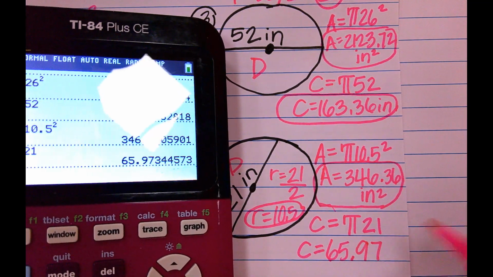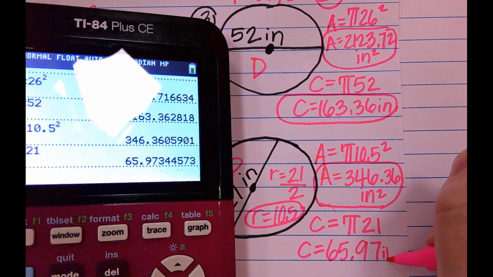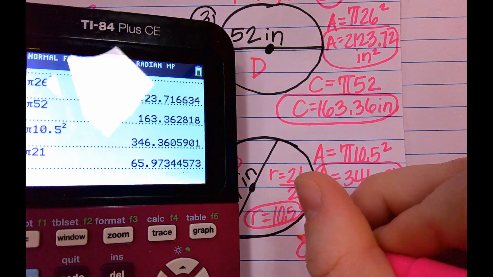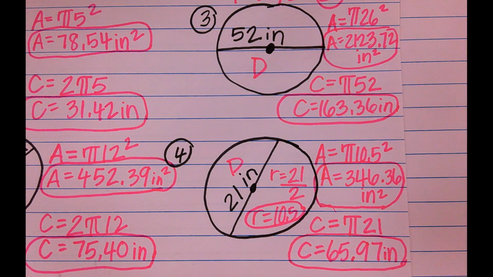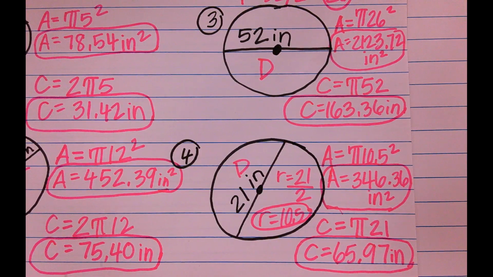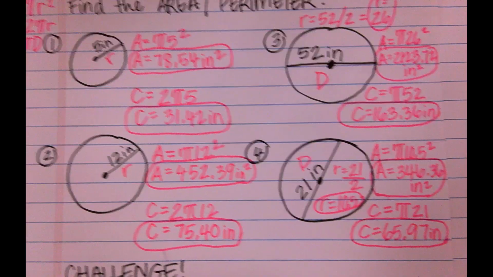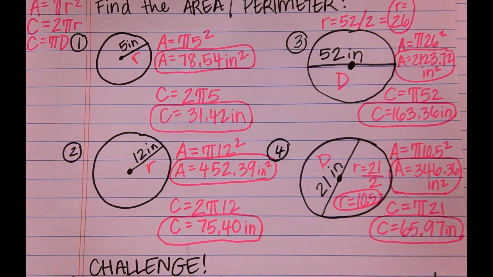But again, I won't be picky as far as grading goes. So, circumference: 65.97 inches. Okay, so that's our 4 circle problems. And I will pause just for a moment, let everybody catch up on that and ask any questions if there are any. And then in just a moment, we're going to go down to that challenge. So let me just pause this. Give me a thumbs up whenever you are ready to move on.